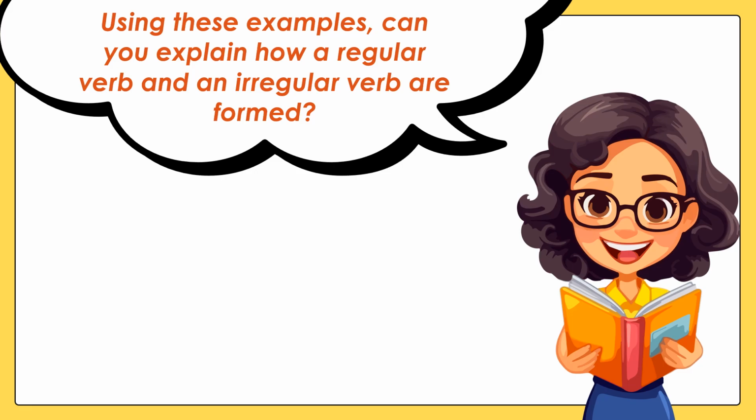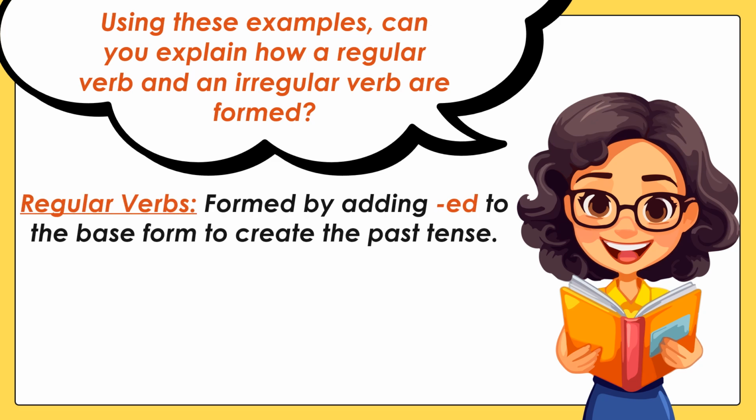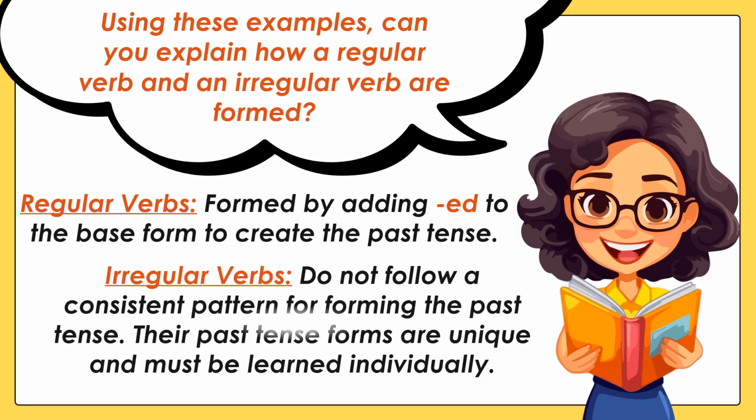So now, using these examples, can you explain how a regular verb and an irregular verb are formed? Always remember that regular verbs are formed by adding ed to the base form to create the past tense, while irregular verbs do not follow a consistent pattern for forming the past tense. Their past tense forms are unique and must be learned individually.